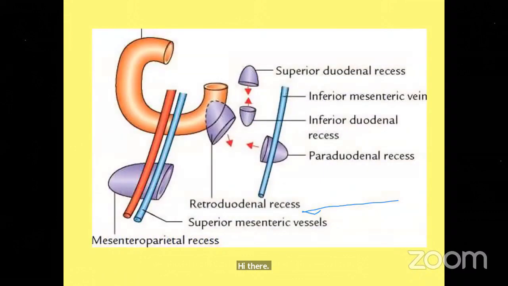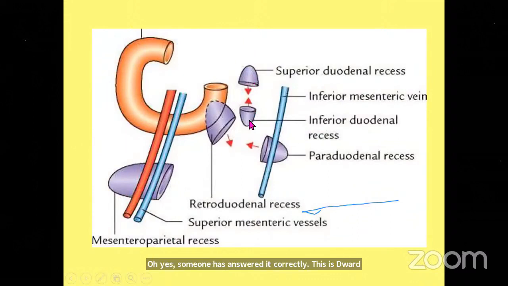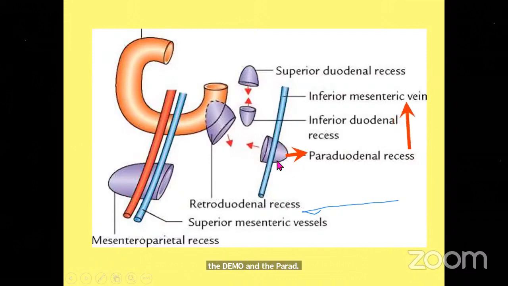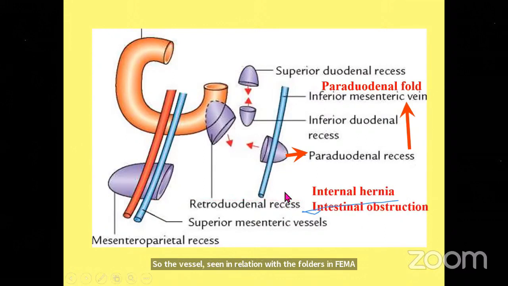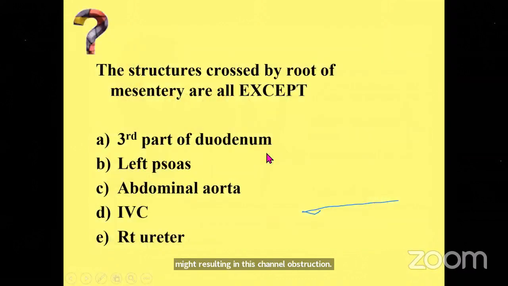Paraduodenal recess. So this is the duodenum, and you can see the recesses: superior recess, inferior recess, retroduodenal, that is behind the duodenum, and the paraduodenal recess. In the paraduodenal recess, you can see the paraduodenal fold with the inferior mesenteric vein. So the vessel seen in relation with the fold is the inferior mesenteric vein. And these recesses are sites for internal herniation. Internal herniation of the loops might result in intestinal obstruction.